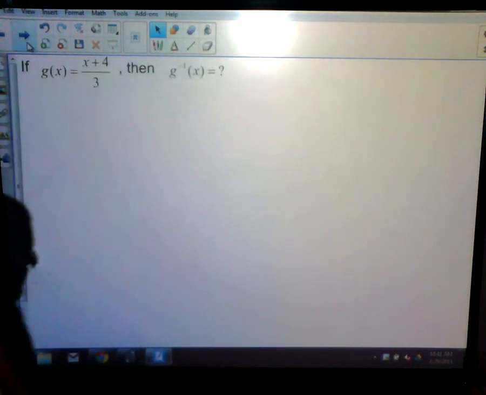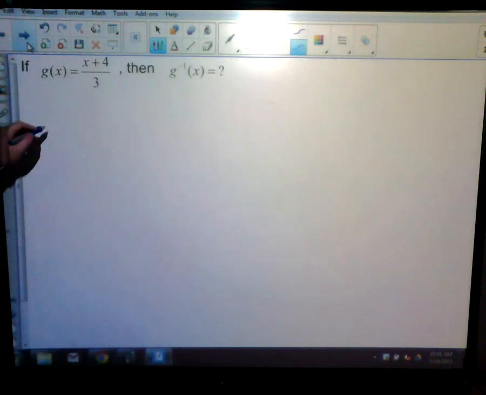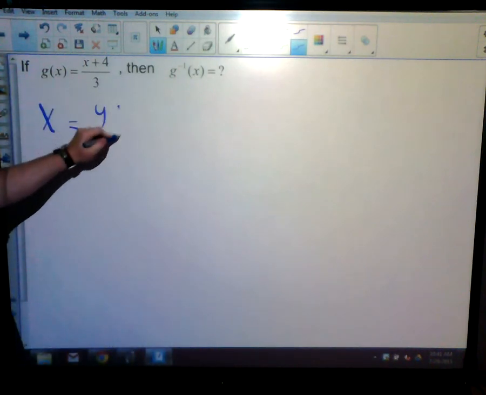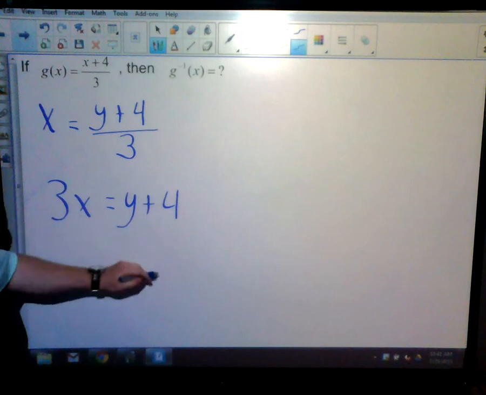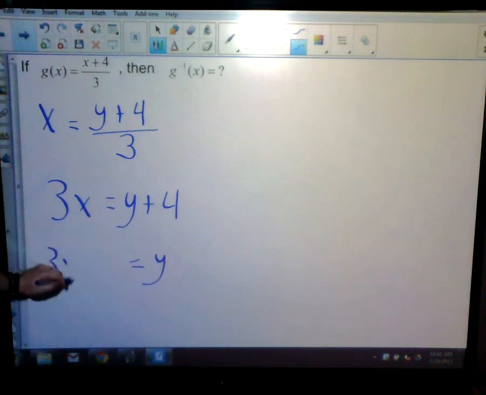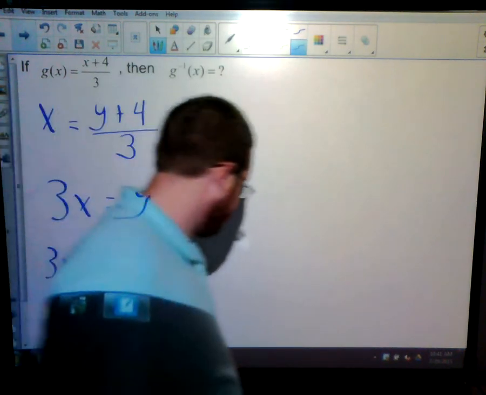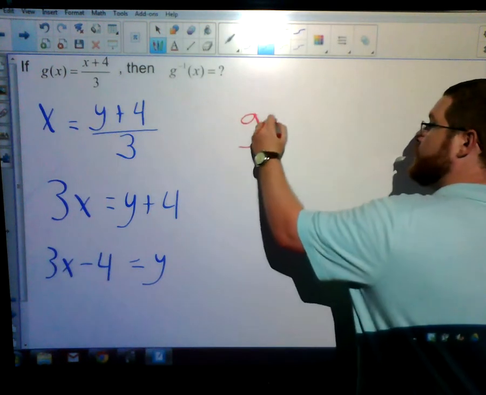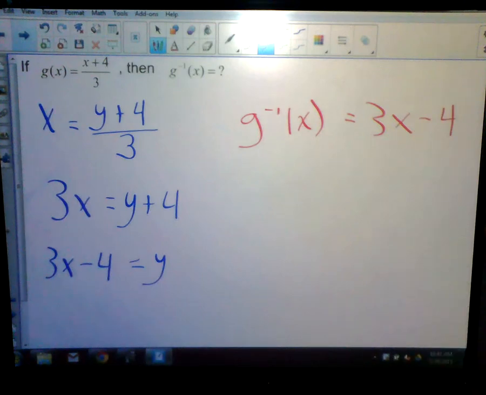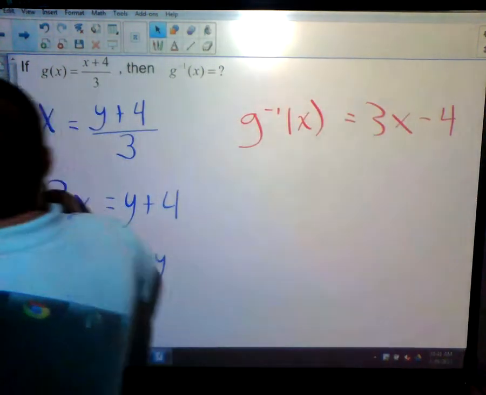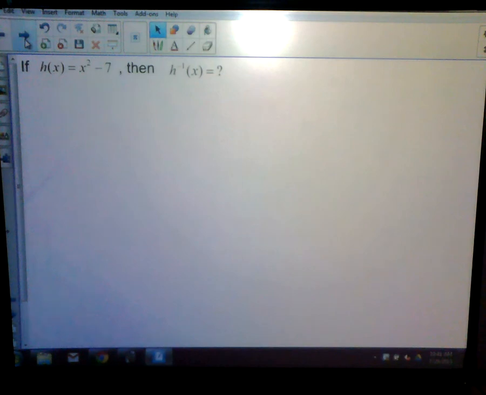How about this one? Find g inverse. Well, let's switch x and y. So x equals y plus 4 over 3. Multiply both sides by 3. I get 3x equals y plus 4. I get y equals 3x minus 4. So I really have g inverse of x equals 3x minus 4. Switch x and y, solve for y, write it as an inverse. If you take nothing from today, inverse means switch x and y.